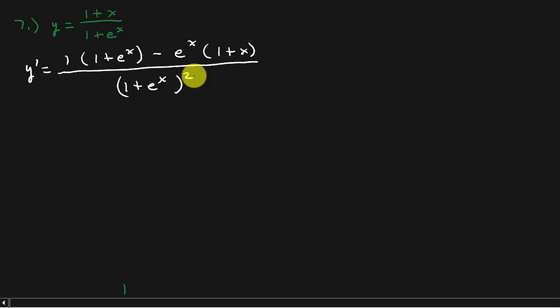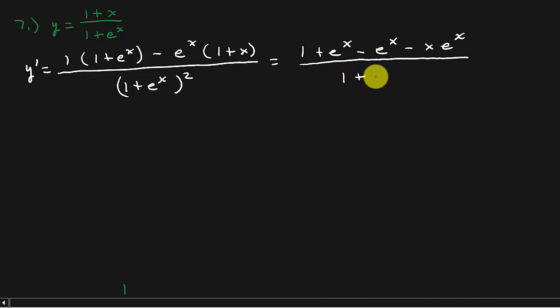All right. And so now let's distribute, combine like terms. So I'm going to get 1 plus e to the x minus e to the x minus x e to the x, over 1 plus e to the x squared.